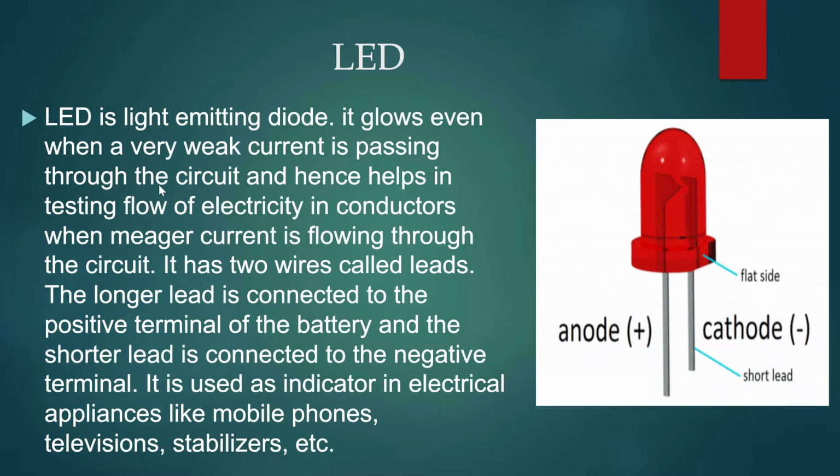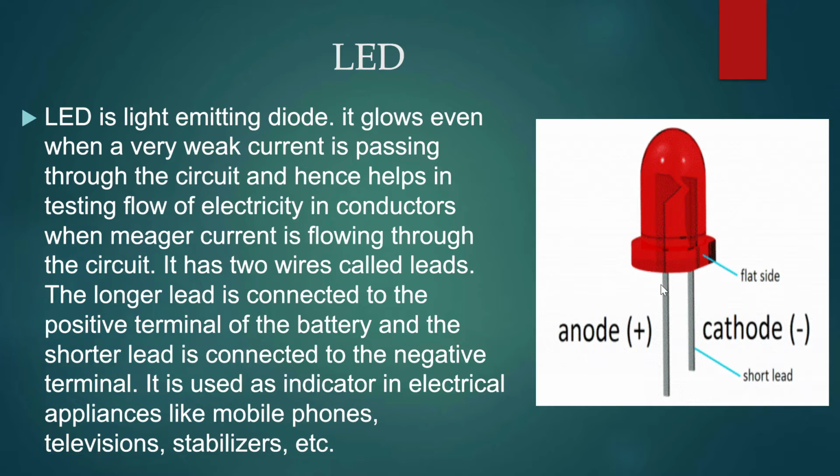It glows even when a very weak current is passing through the circuit and hence helps in testing the flow of electricity in conductors when meager current is flowing through the circuit. Meager means very little current. Okay, it has got two wires called leads. Now you can see in the slide to the right, it has got two wires which are generally connected in the circuit. Okay, children. So this longer lead known as anode is always connected to the positive terminal of the battery, and the shorter lead, which is cathode, is connected to the negative terminal of the battery.